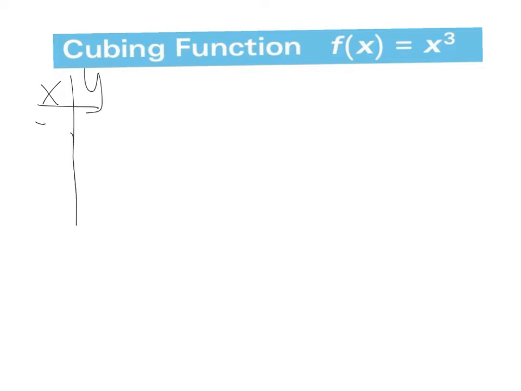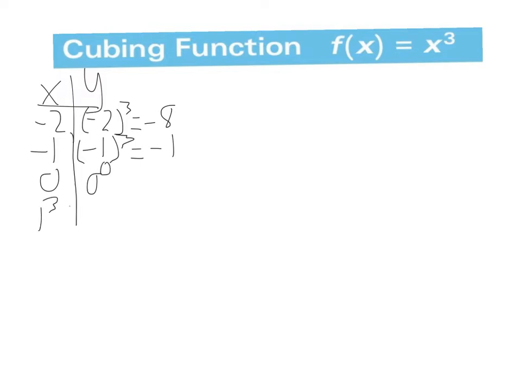If you were to plug in negative 2, for the y value you'd have to cube it, so you'd have negative 8. Cube negative 1 to get the y value, so you'd have negative 1. Cube 0, you'd get 0. For x equals positive 1, that'd be 1 to the third, which is 1, and for 2, that'd be 2 to the third, which would be 8. So if you were to plot your points, you'd come up with the following graph.